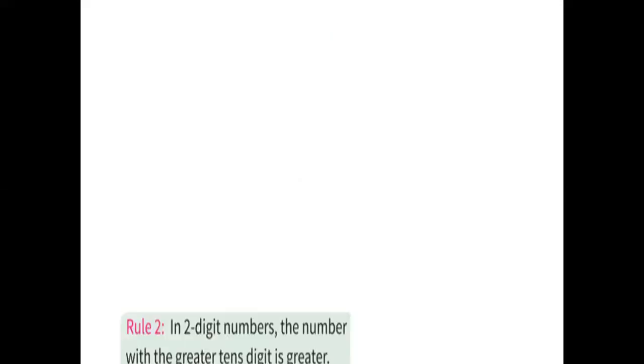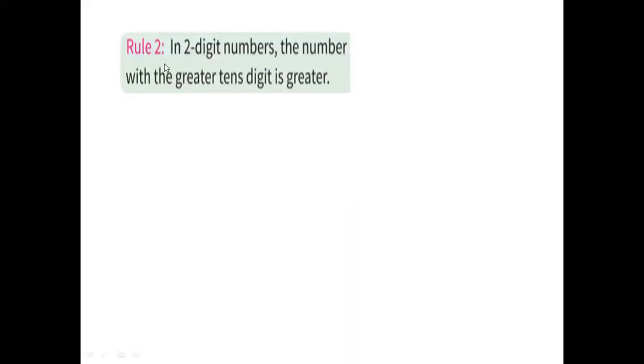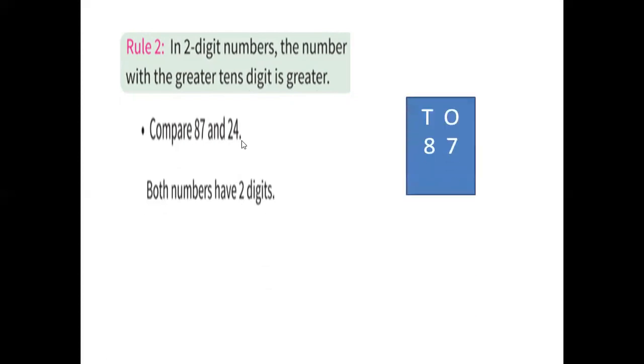Next. Rule number 2. In two-digit numbers, the number with the greater tens digit is greater. For example, compare 87 and 24. Both numbers have two digits. See here, 87 is two digit, 24 is also two digit. In 87, tens place 8 is there, ones place 7 is there. In 24, tens place 2 is there, ones place 4 is there.